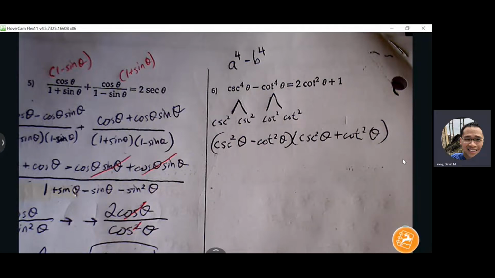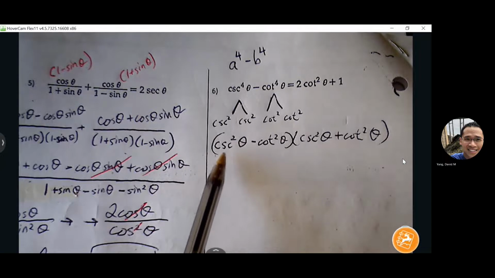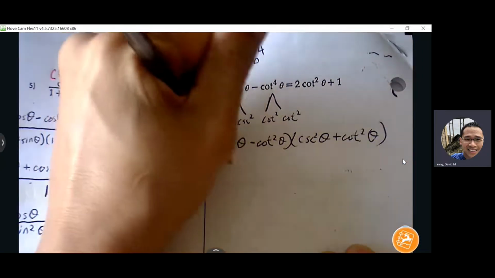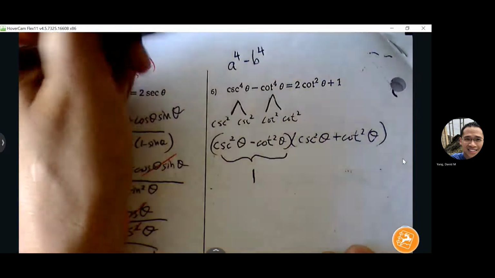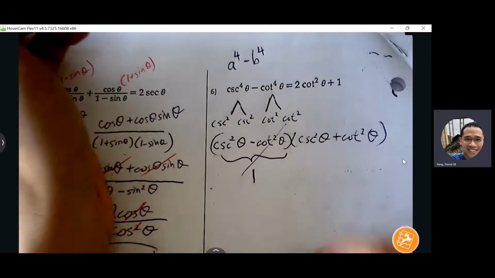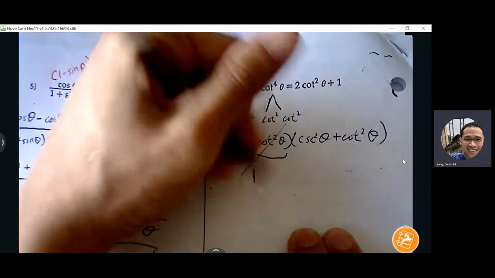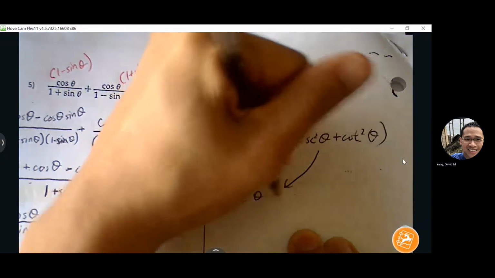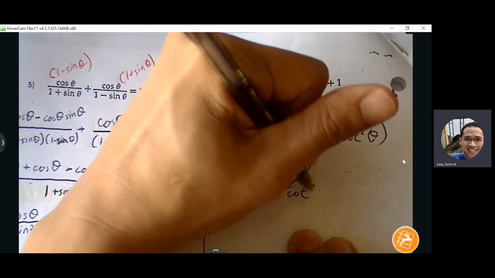All right, is there a quick identity that we can deal with right now? Which one is the one? Yeah, cosecant squared minus cotangent squared is equal to 1, so that goes away. So we can just ignore that. Anything that's 1 is just basically disappeared. So I'm just left with cosecant squared theta plus cotangent squared theta.